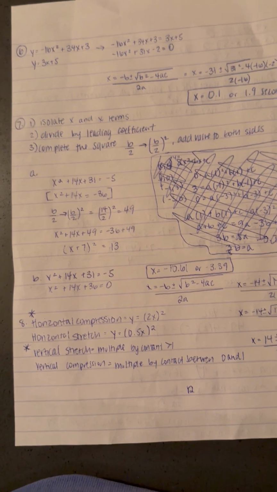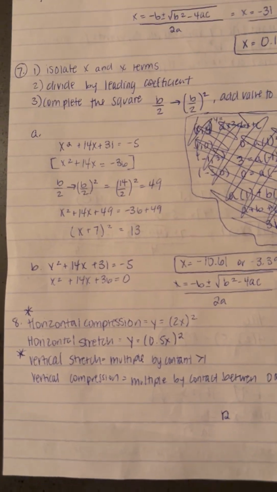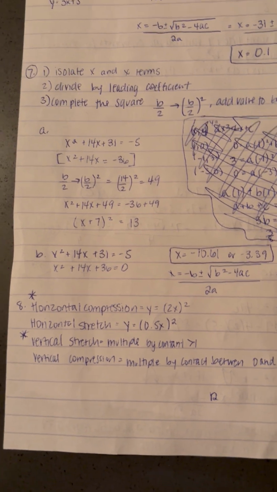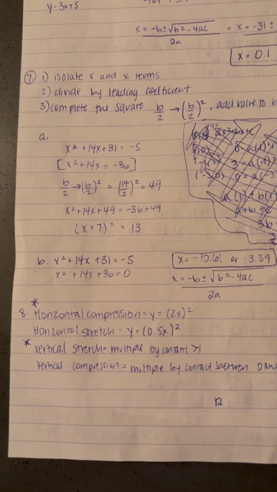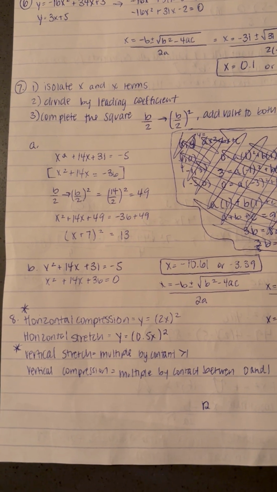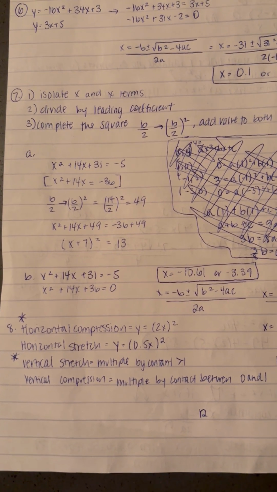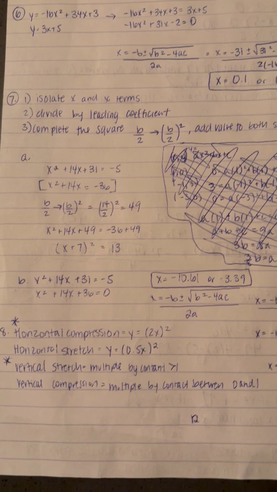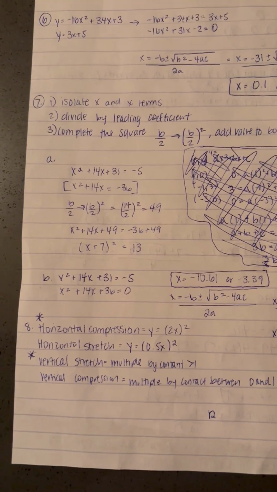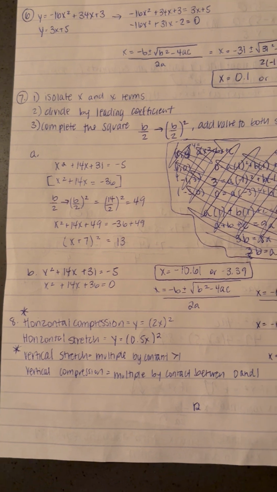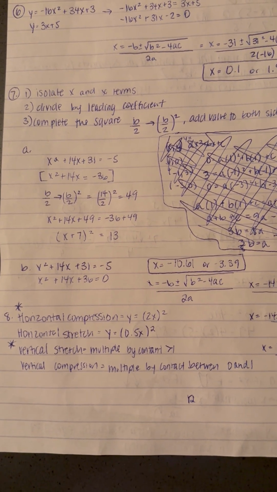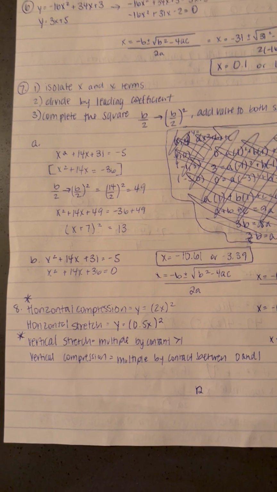For 8, I had a little trouble with this as your tutor, but horizontal compression, the definition for that is anything that has the equation y equals 2x squared. We're compressing the parabola, we're making it skinnier. And then vertical stretch is anytime you multiply by a constant greater than 1.